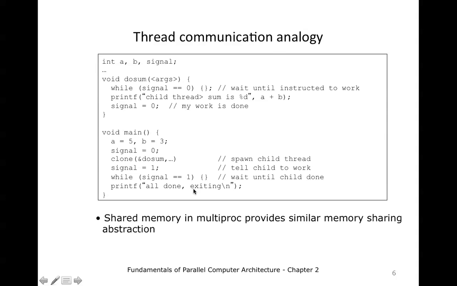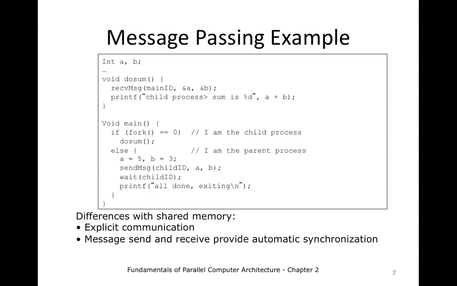Now in a message passing example, I have to do the same thing, except that the child process doesn't automatically know the values of A and B. So instead, we have to explicitly send a message containing the values of A and B, and the child process has to receive a message explicitly containing them, and then assign them to its own local A and B. So the differences from shared memory are that communication is explicit, and synchronization, or the order of operations, is automatic. It is already implied by the message sending and receiving.